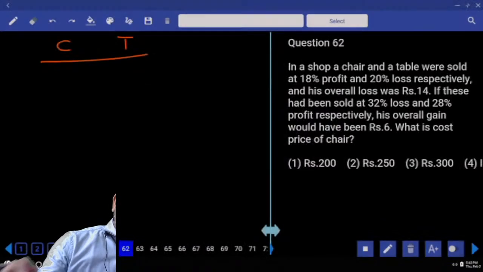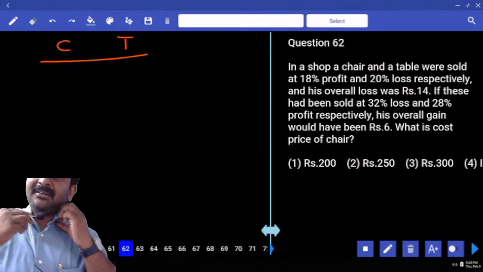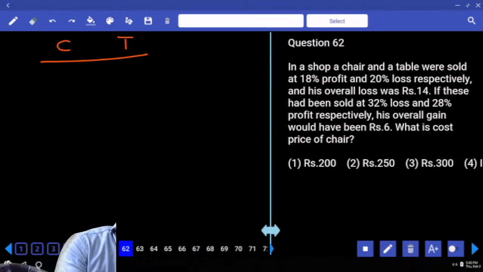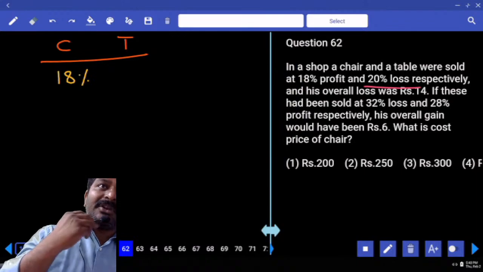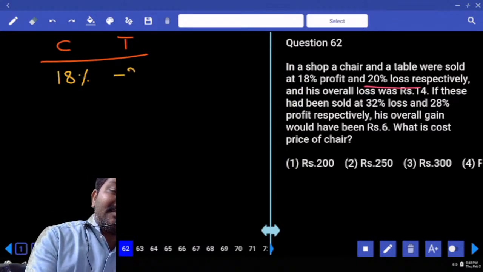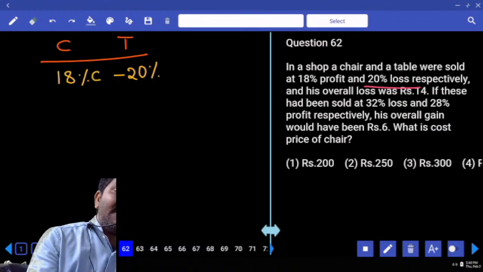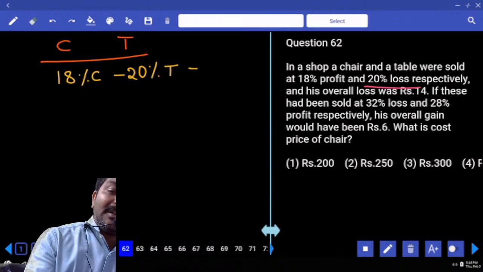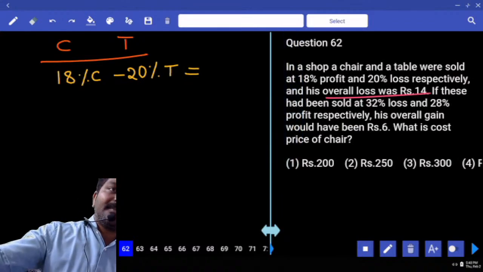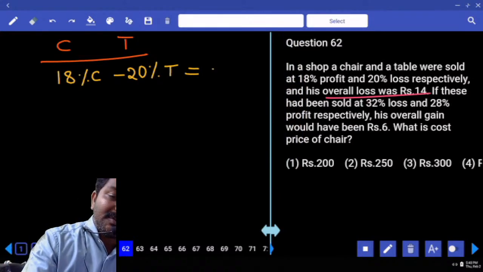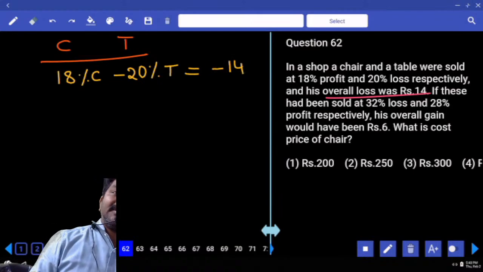Now, first case, on the chair, what is made? Profit 18%. Positive number 18. Next, 20%. So I will write it as minus 20%. This is X, otherwise 18% of C and 20% of table. And in that particular case, what is made? Profit or loss? How much loss? So we should write it as minus 14.